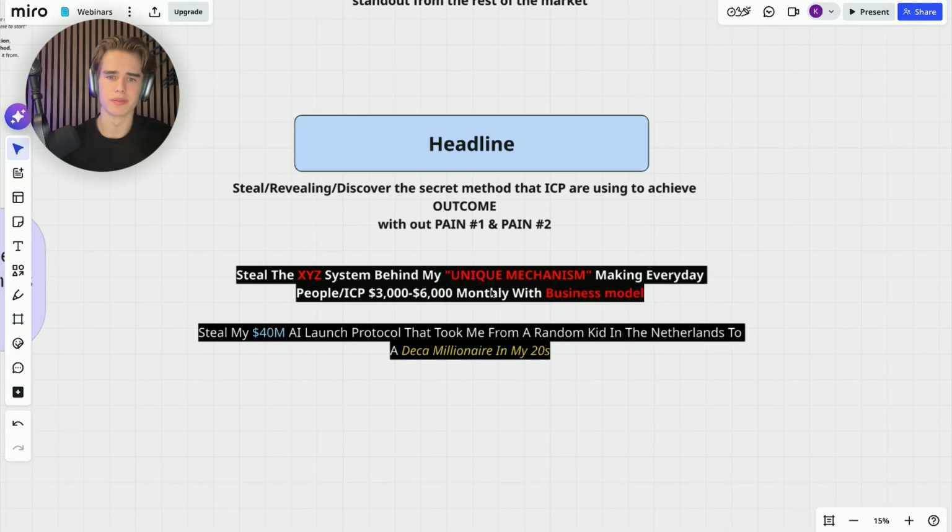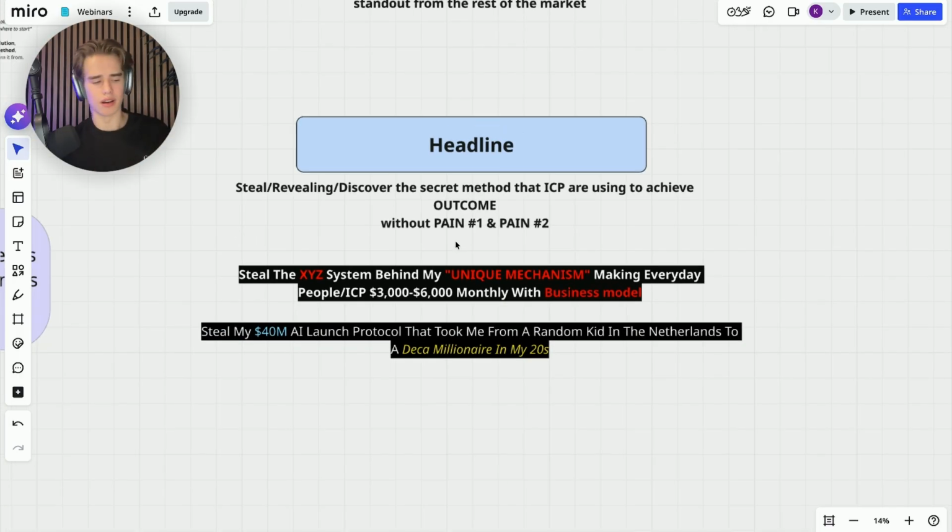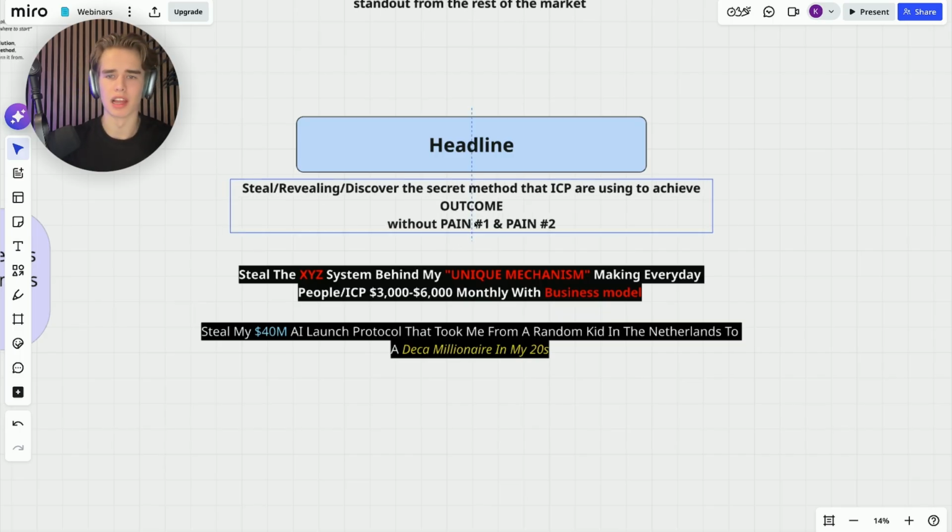But what we usually use for headlines is the framework that we usually use, so you can just steal it. So how it works is: steal the XYZ method that helps ICP achieve XYZ outcome, and then the sub headline, without pain one or pain two. So like, without spending a lot of money on da da da, or without wasting time on useless advice, or something along those lines.